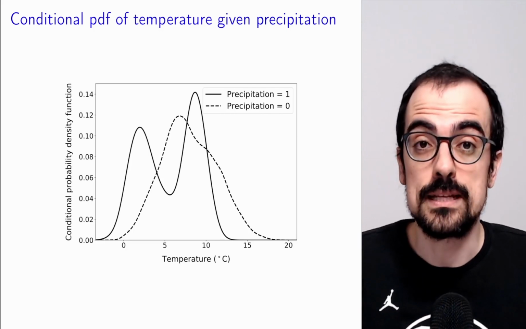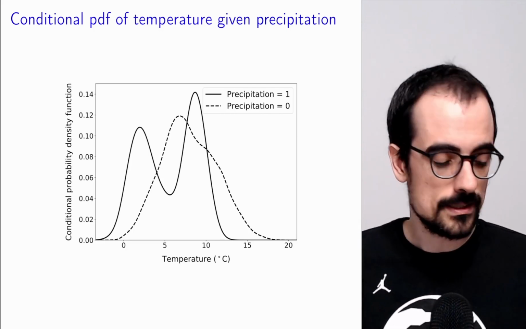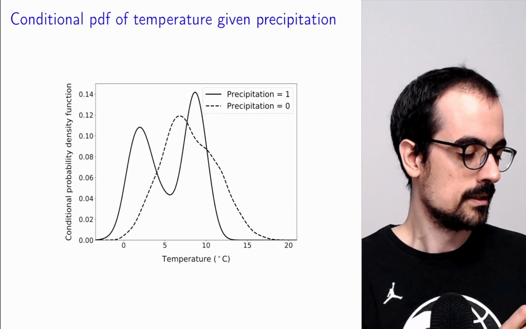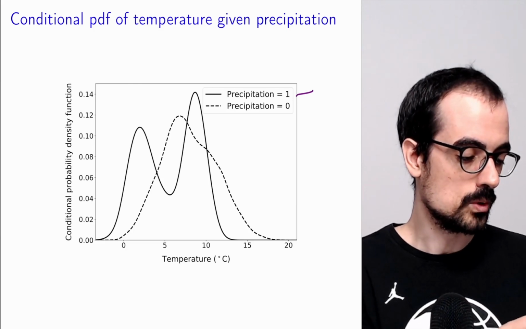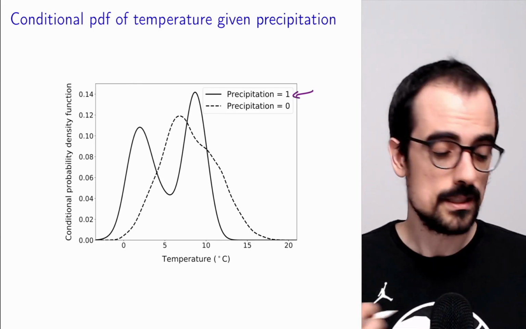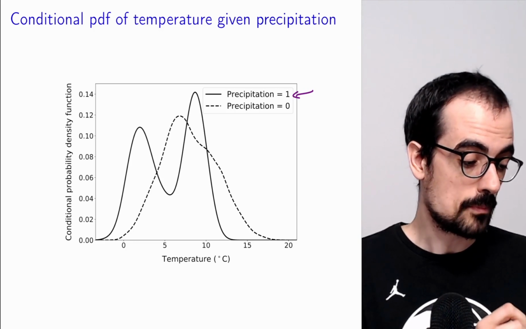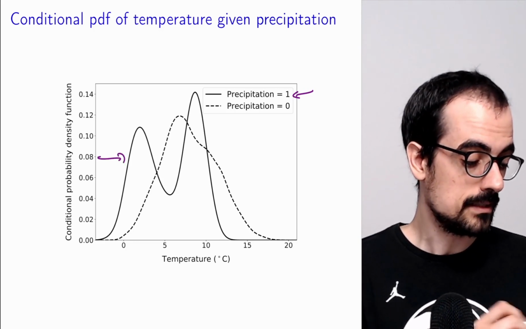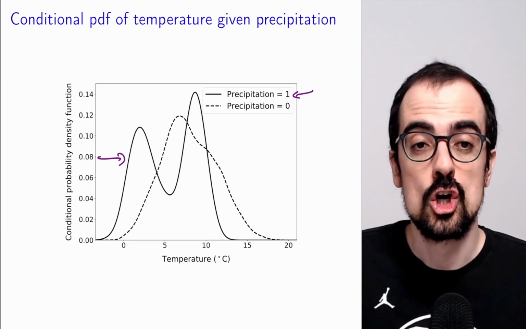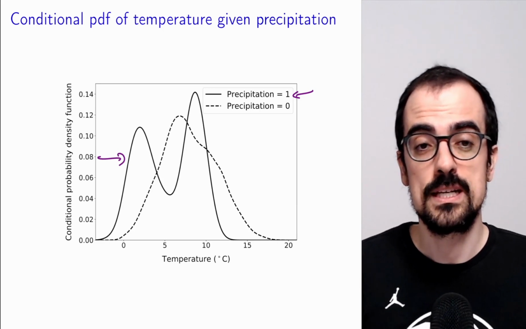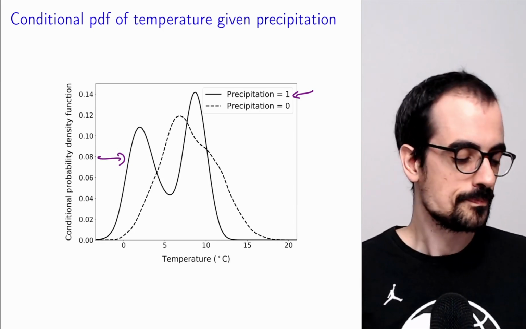How do we estimate this? Well, it's pretty easy. We just check when the precipitation is equal to 1, and then we use kernel density estimation to approximate, here we have it, the conditional PDF of temperature given that there is precipitation.